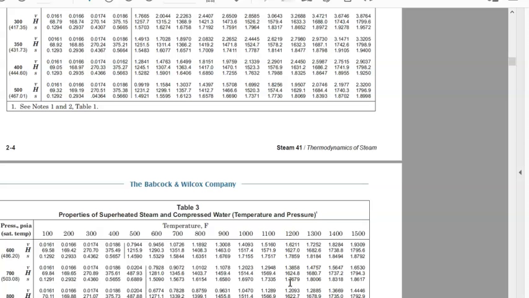When we look at the tables, we can come into Babcock and Wilcox, and we can see we've got the 700 and 800 degree temperatures. And we've also got pressures of 400 and 500, but we don't have the 460 psi. It's right in here, nor the 720 degrees. So we're going to need to do some interpolation between both of these.